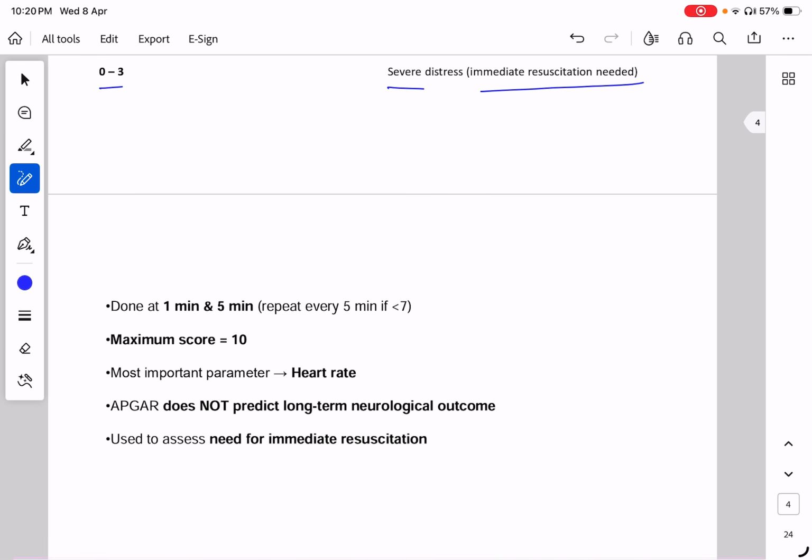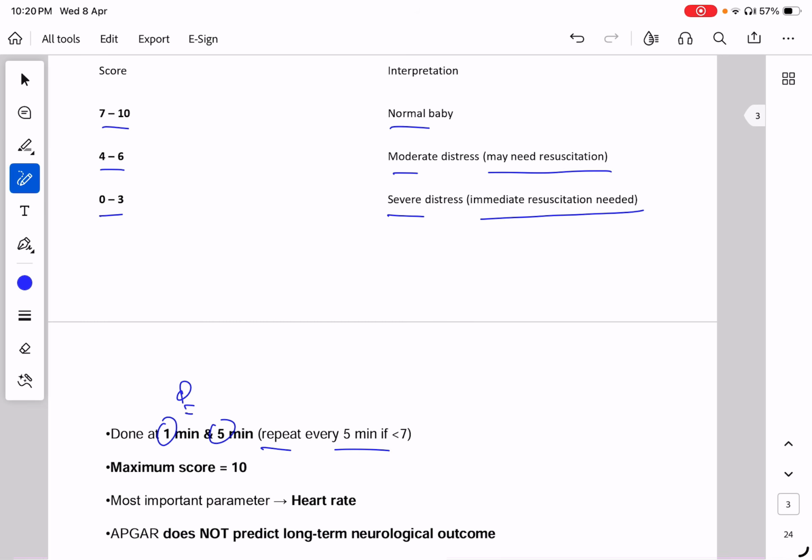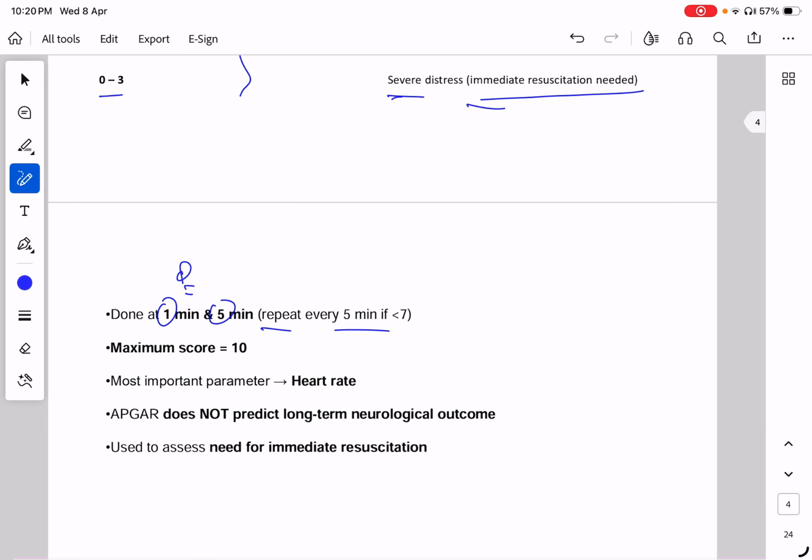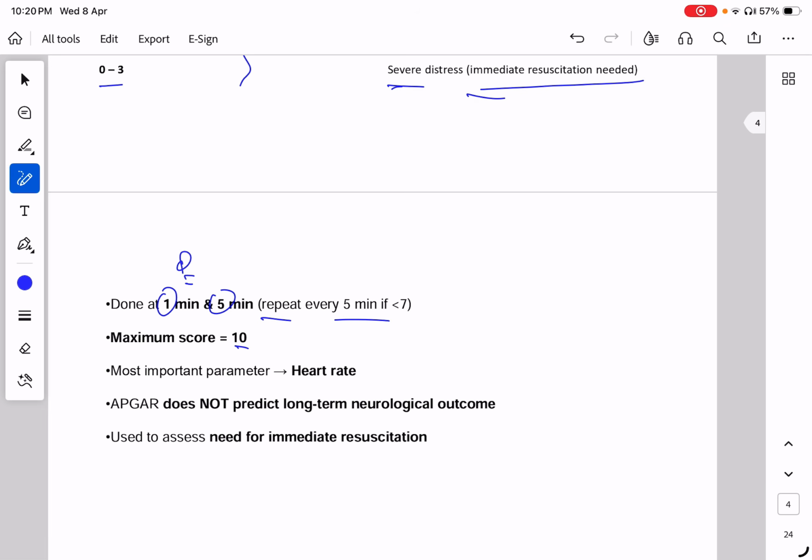So, few important points about Apgar scoring. It's done at 1 minute and 5 minutes. MCQs have been asked previously. So, 1 minute and 5 minutes, and repeat every 5 minutes if it is less than 7, because more than or equal to 7 is normal. If it is less than 7, then we need to reassess. And if it is less than 3 and severe distress, immediate resuscitation should be started. Okay, maximum score is 10, as 5 parameters are there. Each maximum score is 2, so total maximum 10.